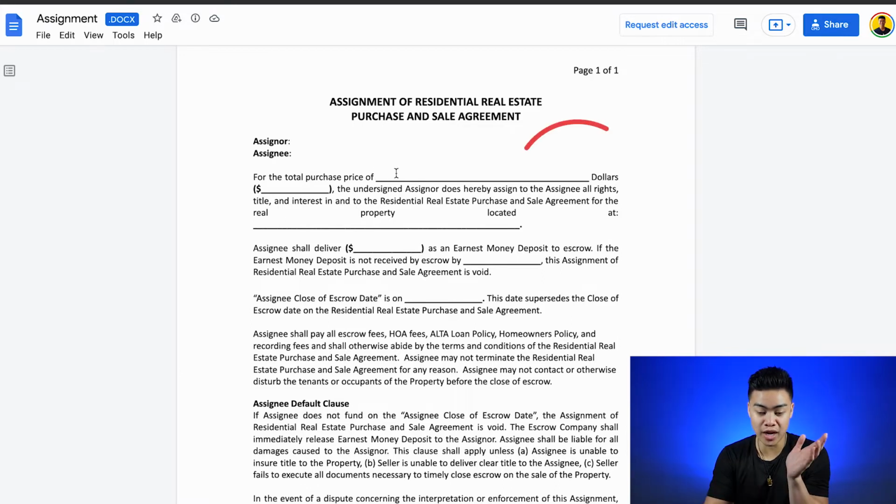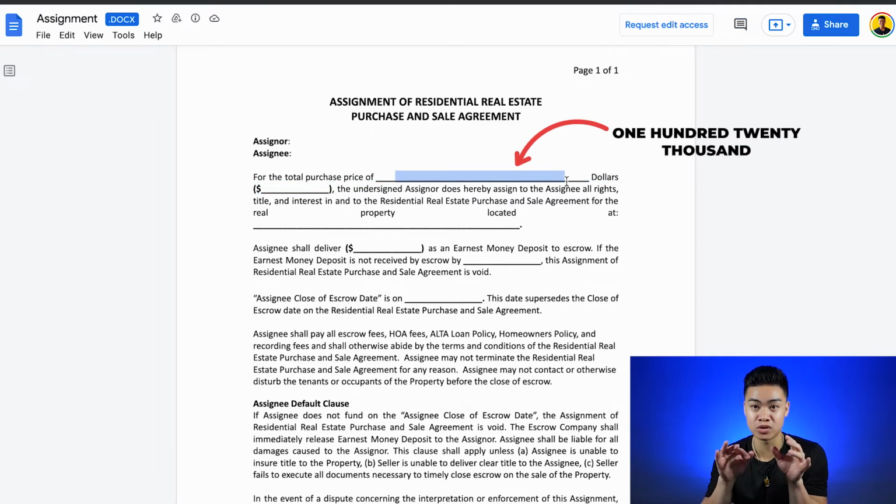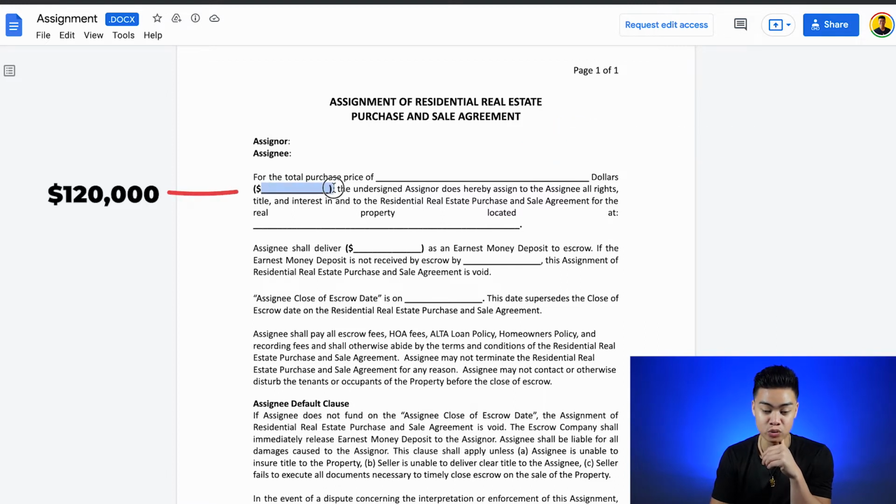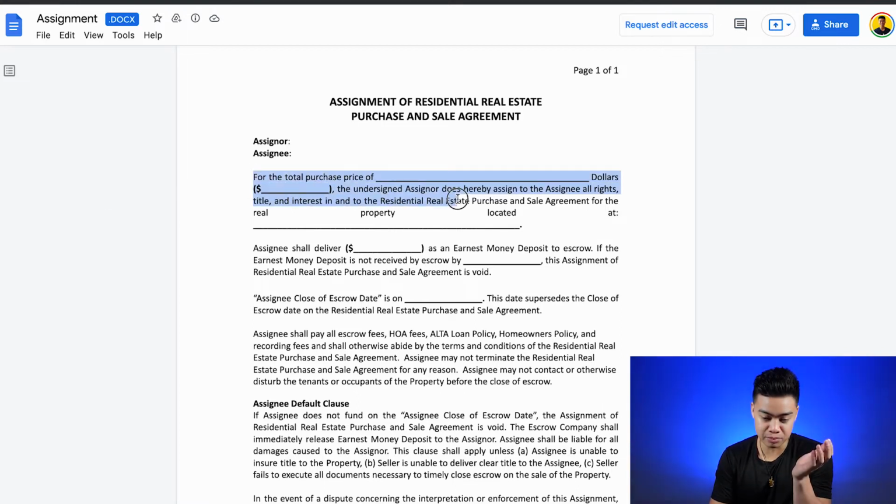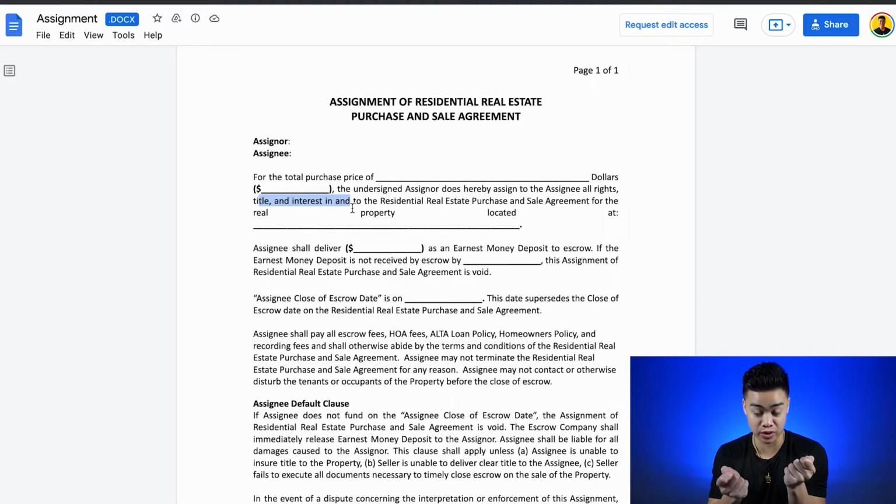So you'd write it out in actual letters right here. So you would type out literally $120,000 right here in text form. And then here, you write it in the actual dollar form. So the actual numbers behind it, $120,000. And what this clause is basically saying is that you as the assignor are giving all of your rights, title, and interest to the actual purchase agreement, and you're handing it over to someone else, the assignee. That's what this is saying.